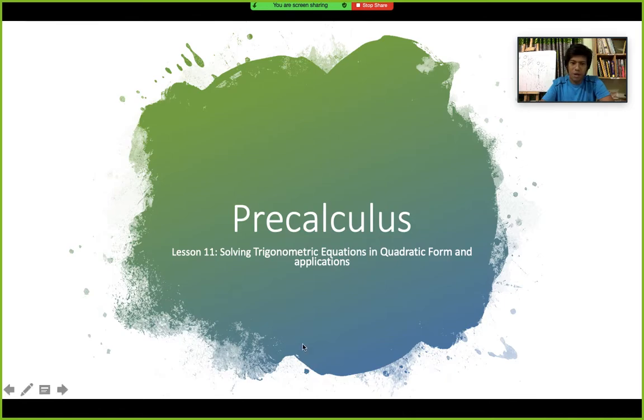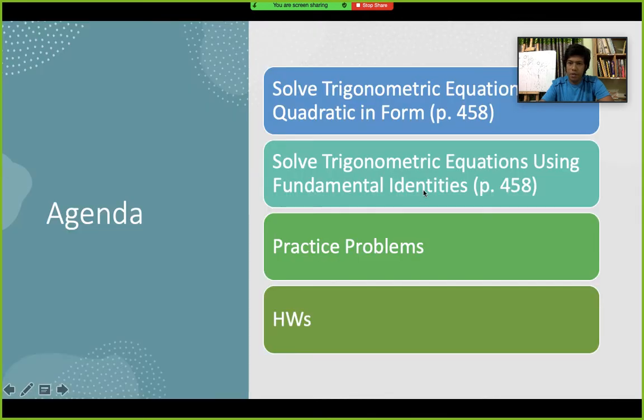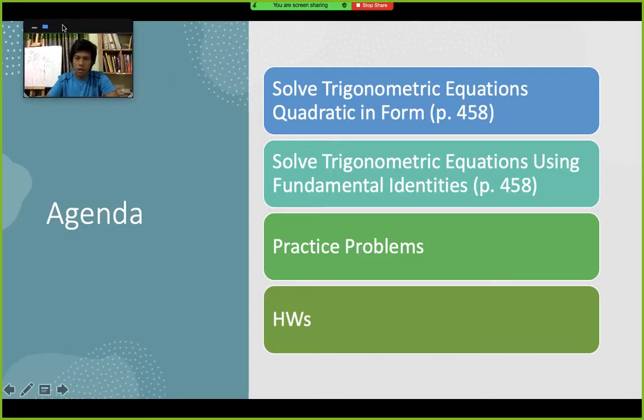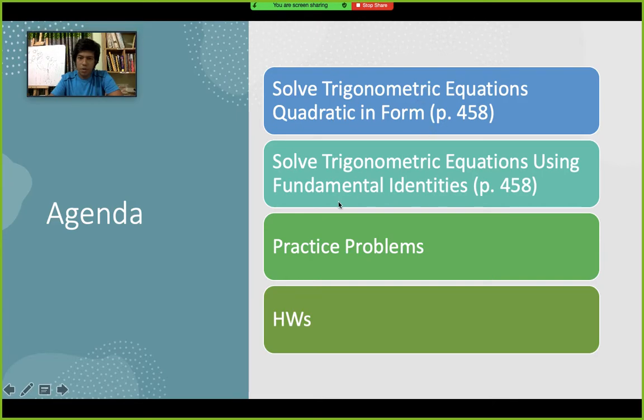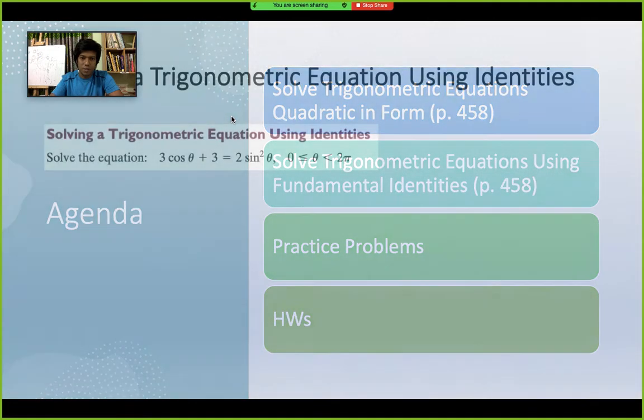This is our lesson 11, solving trigonometric equations in quadratic form and application problems from section 7.3. This is the agenda: solving trigonometric equations in quadratic form, and solving trigonometric equations using fundamental identities, some practice maths, and the homework. These two topics are actually interrelated to each other.